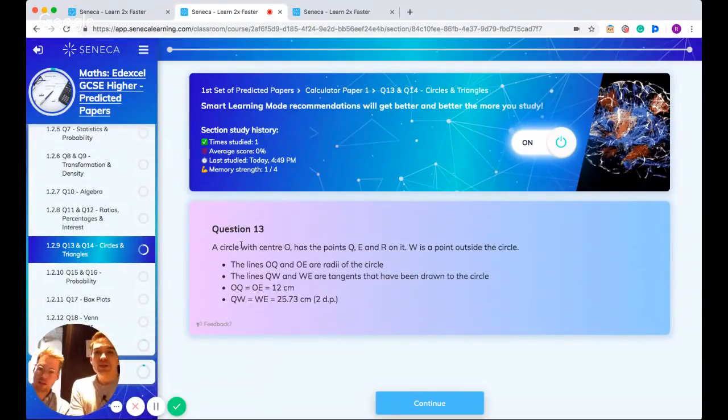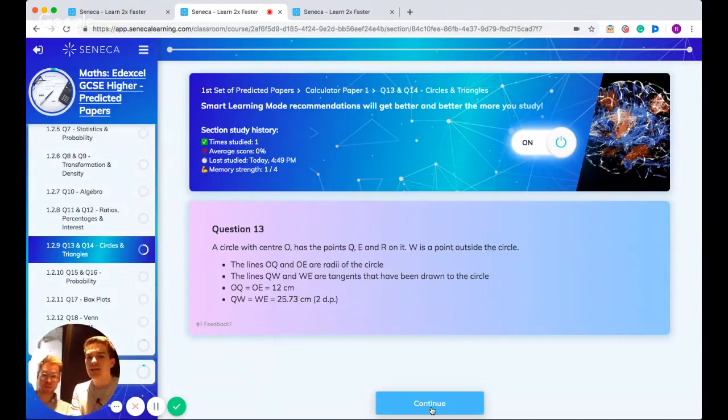So a circle with centre O has points Q, E, and R on the circle. Now W is a point outside the circle. It's not involved, a little bit of a loner in the corner. The lines OQ and OE are radii of the circle. The lines QW and WE are tangents that have been drawn to the circle. And then some other stuff about some distances.